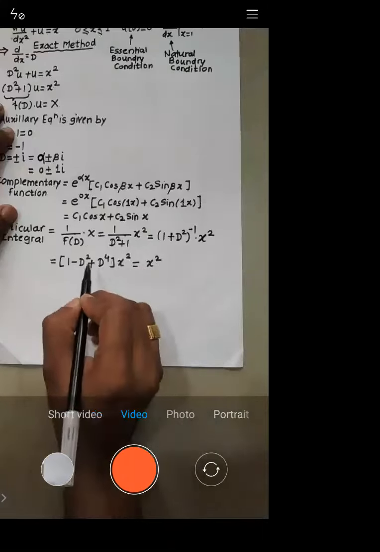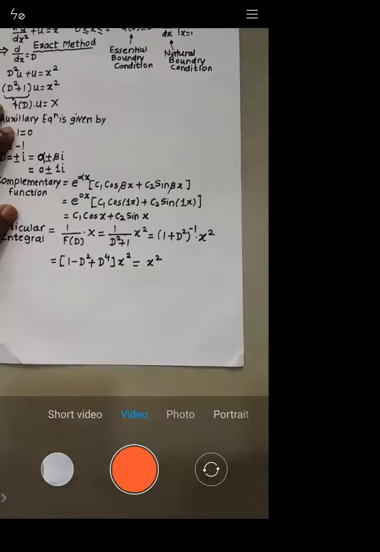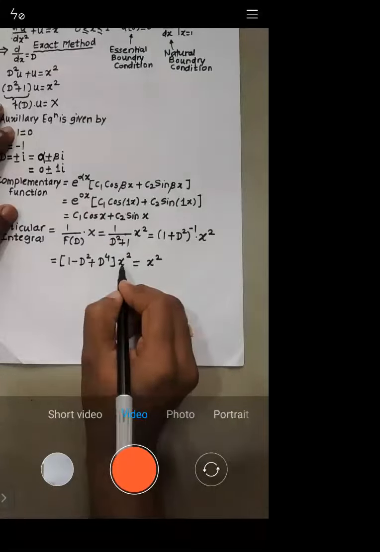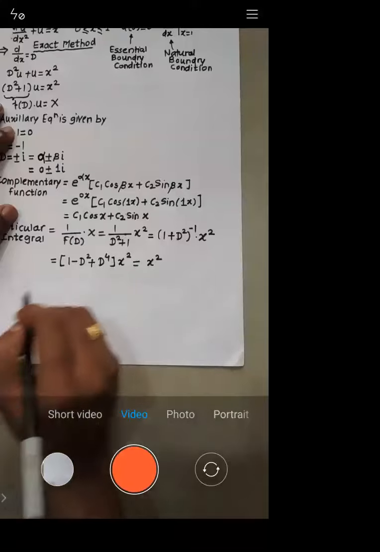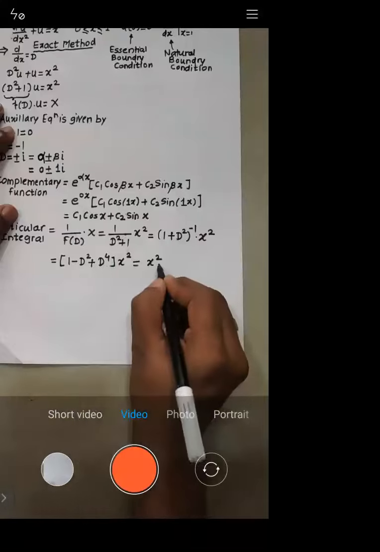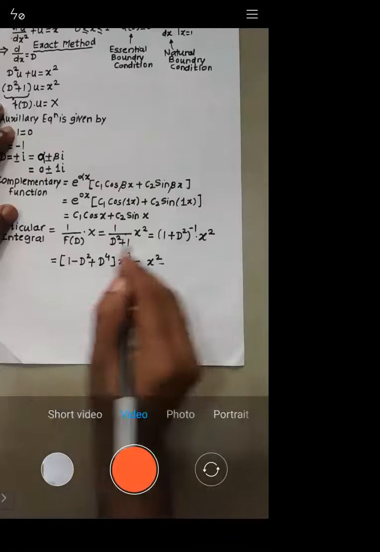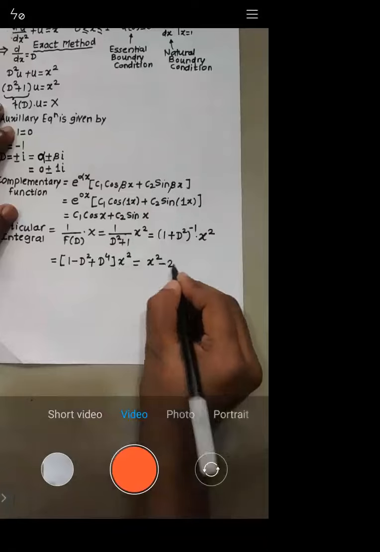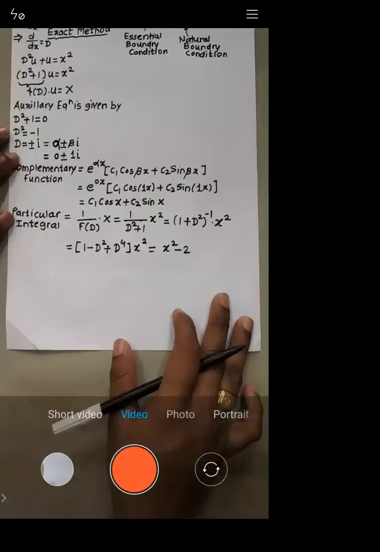Then what is the double derivative of x square? Minus 2, right? See, this x square I've written. X square into 1 is x square. Okay, then I'm going to write down the minus sign as it is. What is the double derivative of x square? It is 2, right? So that is what is written: x square minus 2. Is it okay with this one?